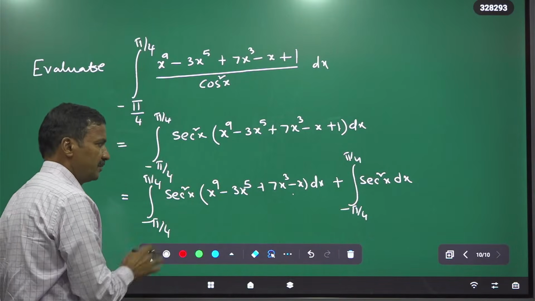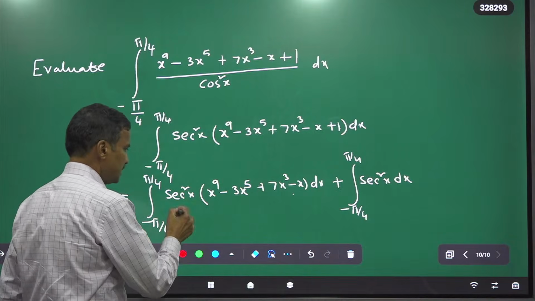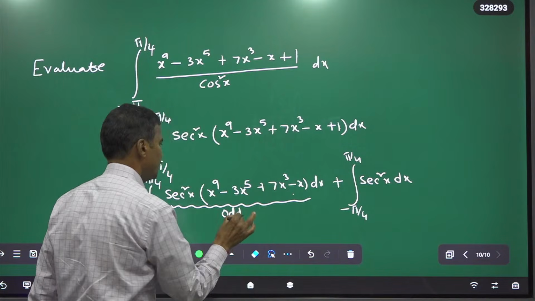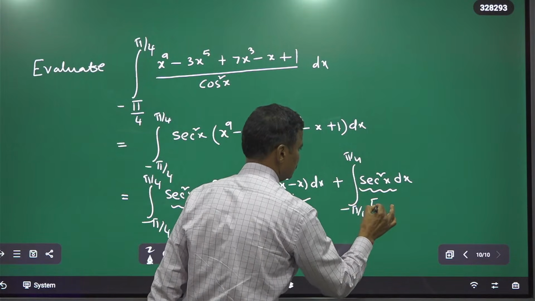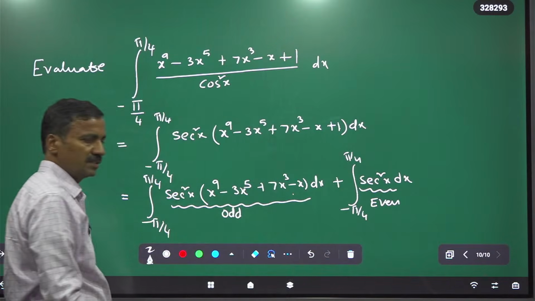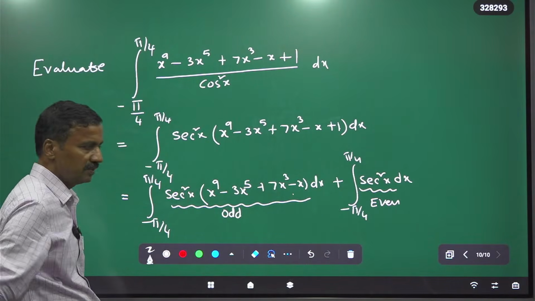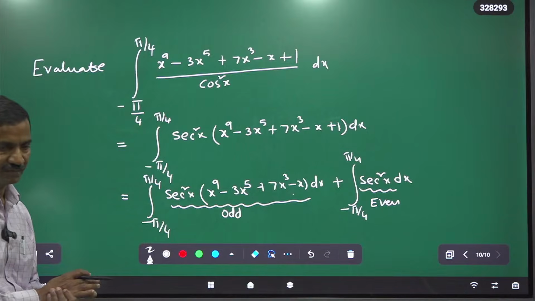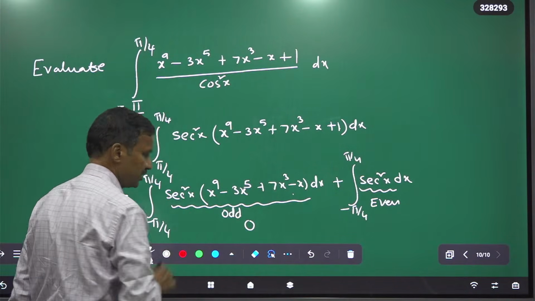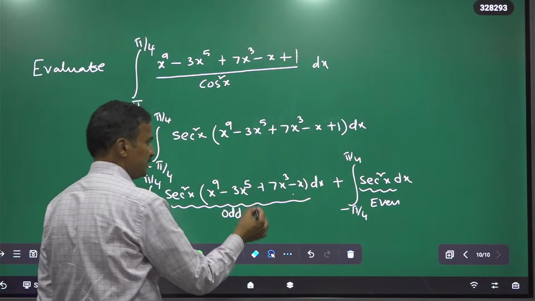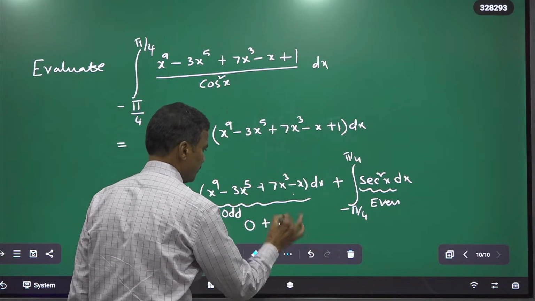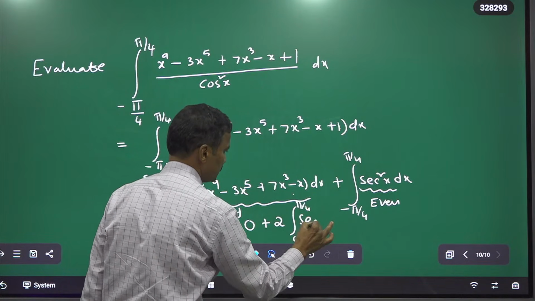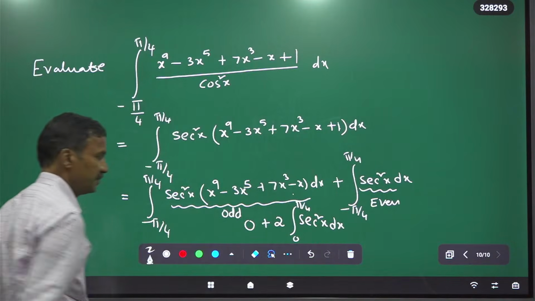Now we have to observe whether each function is even or odd. This first one is an odd function, and this second one is an even function. We are splitting into odd and even so that the odd part is 0. Integral of minus a to a f of x dx equals 0 if f of x is an odd function, so for the first one we can write simply 0. And for the second one, it is 2 into integral 0 to pi by 4 secant square x dx.